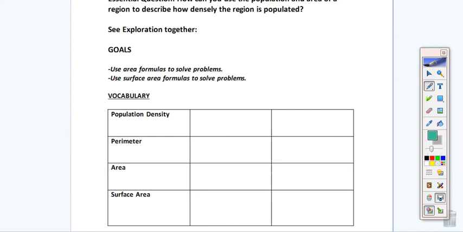Thank you, Jaden. Use area formulas to solve problems. Okay. Use surface area formulas to solve problems. There are going to be some formulas we have to recover again or remember, like area of a parallelogram, area of a trapezoid, or area of a circle. Do you guys remember all of those?